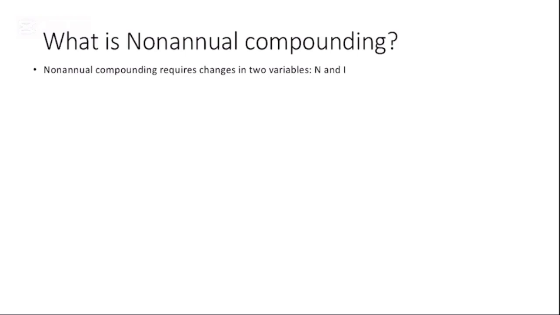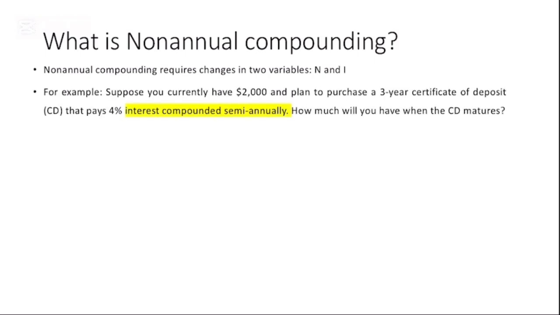So in non-annual compounding, 2 changes are required. That is, you have to adjust your N, the number of periods, and your interest rate. Now we'll take the previous example, but we'll compound it semi-annually. So we have present value as 2,000. It's a 3-year certificate of deposit. Nominal interest rate is 4%, but it is compounded semi-annually. So in this case, what will be the future value?